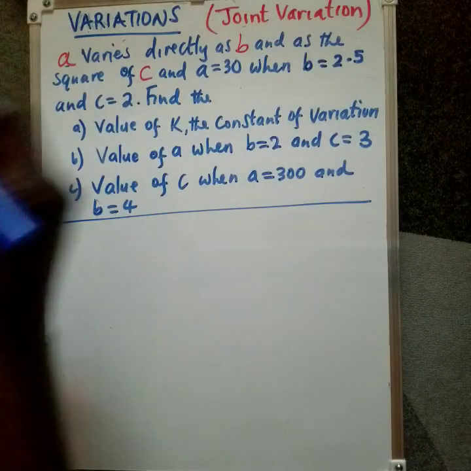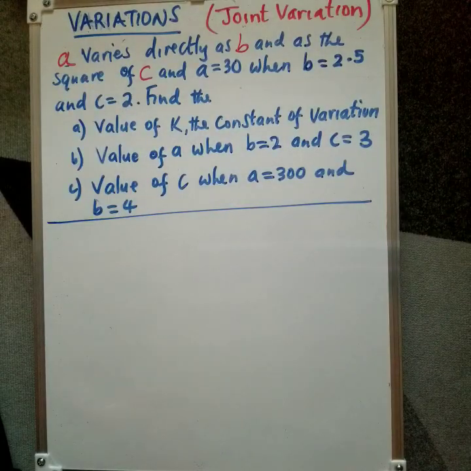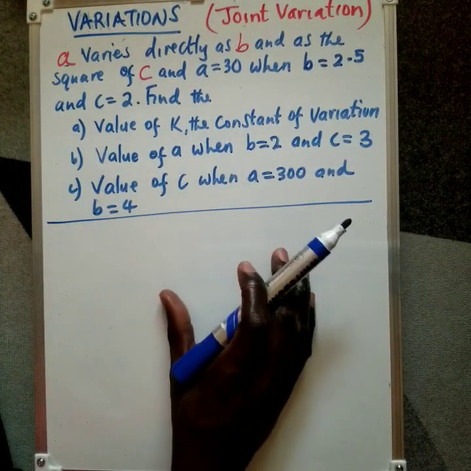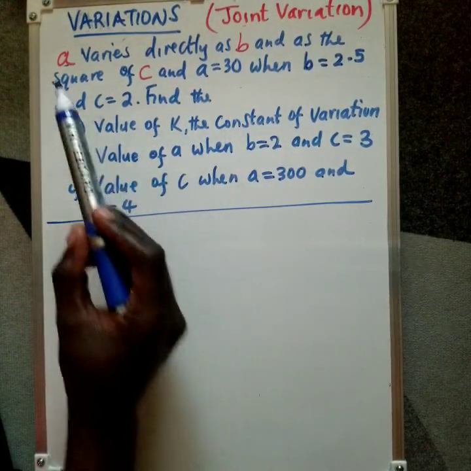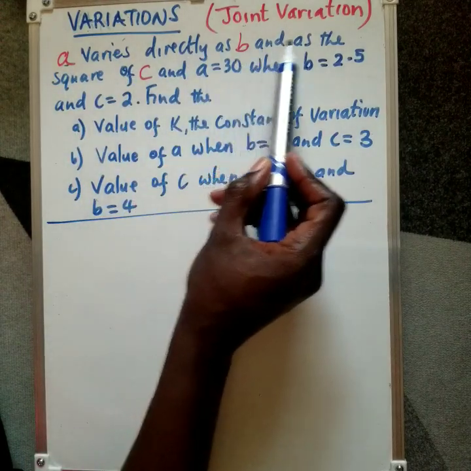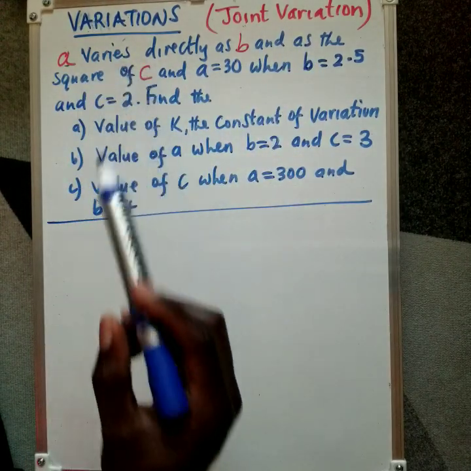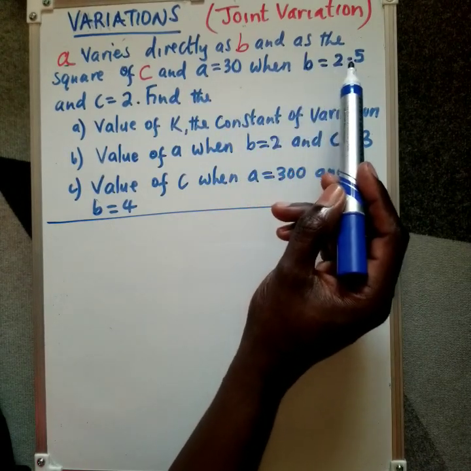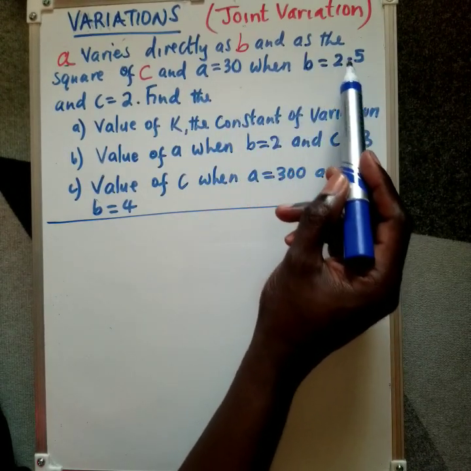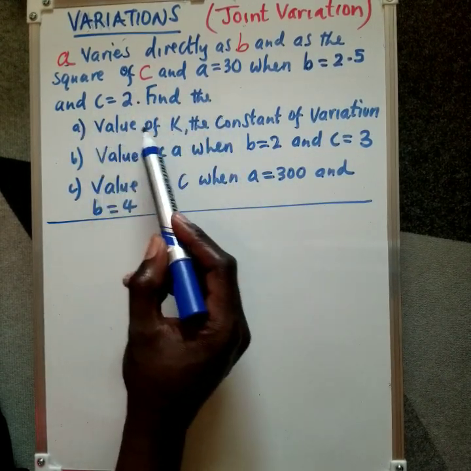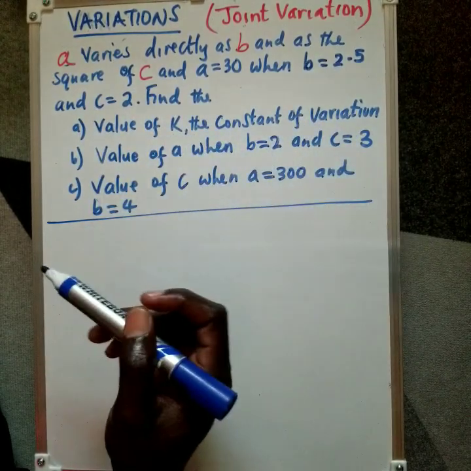So today I'm going to teach you about variations, specifically joint variation, where two or more variables are connected. So it says if A varies directly as B and as the square of C, A is equal to 30 and B is equal to 2.5 and C is equal to 2. Then it says find A, the value of K, the constant of variation.